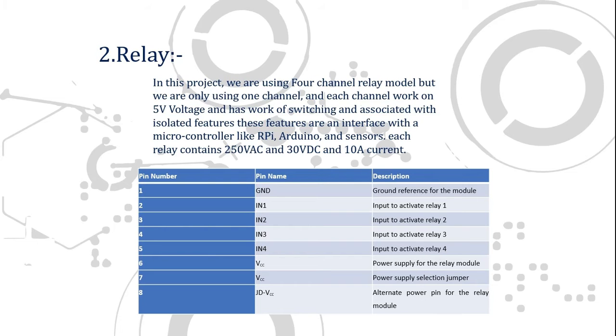We are using ground, IN1, VCC and JDVCC. VCC is for the power supply selection jumper and JDVCC is the alternate power pin for the relay. In a single relay module we don't have any JDVCC. We are using a 4-channel relay module, that's the reason we need an alternate power supply for the relay. The ground pin is the reference for the module, and IN1 is the input to activate relay 1. And let's go to the next point.